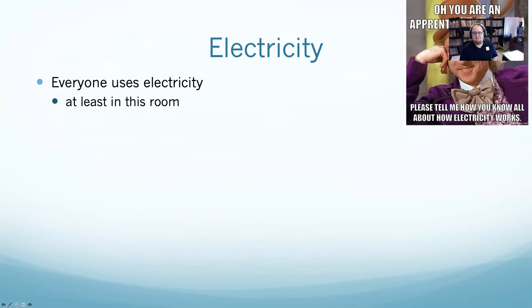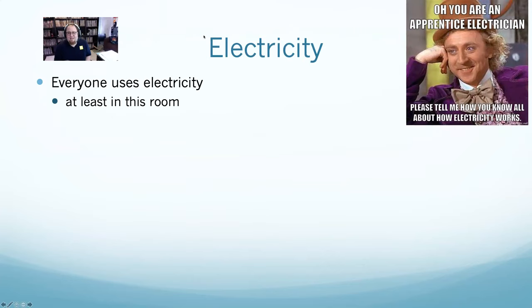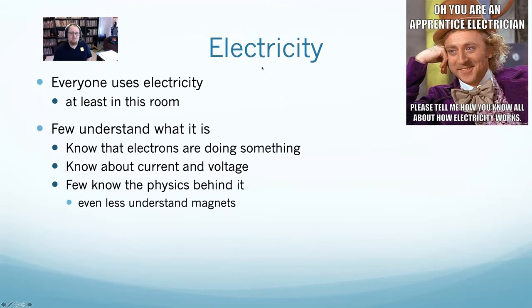We're going to talk about electricity. It's the kind of thing you all use. It's in this room. I don't really change my notes for online, but you're all using electricity to watch this right now. Without electricity, you would not be getting this lecture. Most people can understand the use for electricity, but very few people understand what it's doing. The idea that it's something with electrons is commonly known. People can understand voltage and current and know how much voltage you need, how much current you need. But what is the physics behind it? What is actually happening? It's actually not that commonly known.